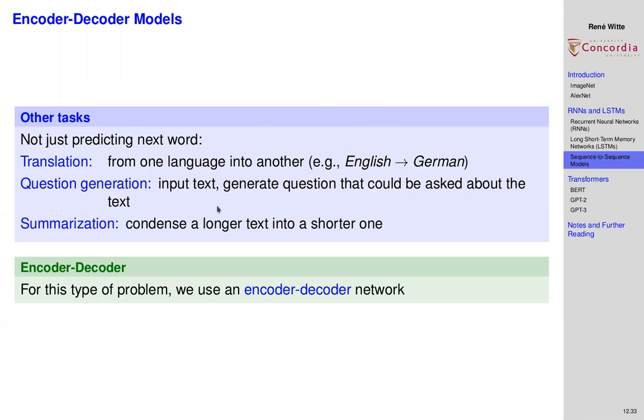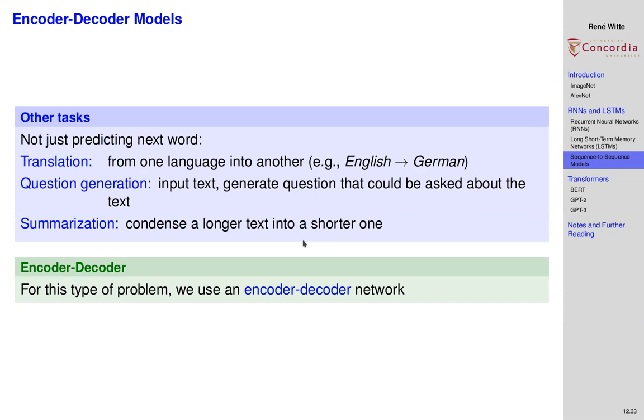Another task is question generation. So you give in a paragraph of text and you want to generate questions that could be asked about the text together with the answers. So basically generating a multiple choice test, or alternatively, you could also use it to answer questions given an input text. And also text summarization. So given a longer text, you want to condense it into a shorter one.